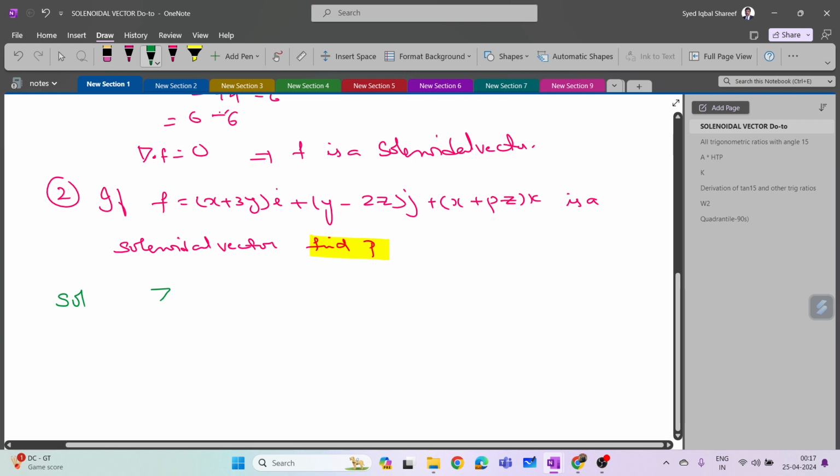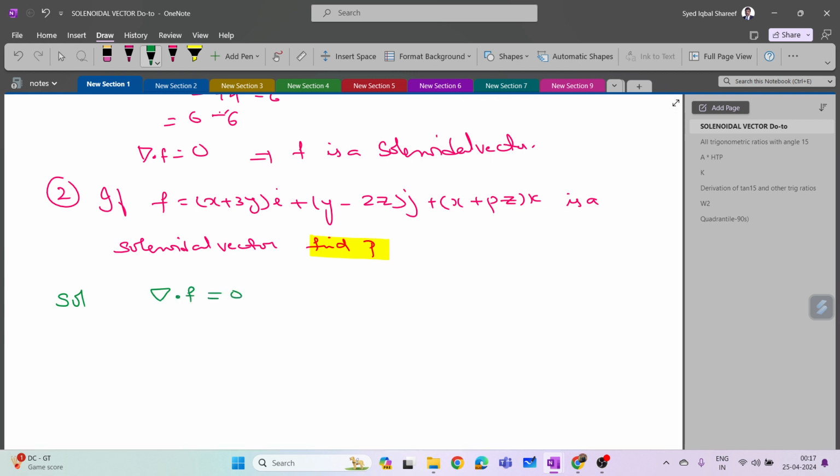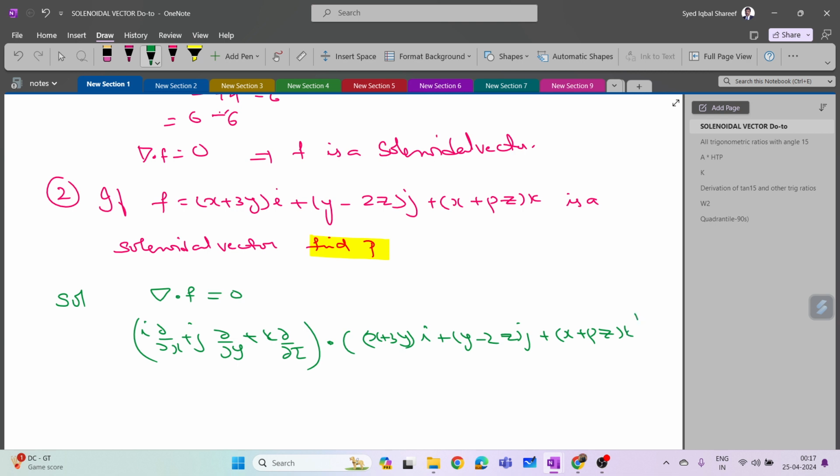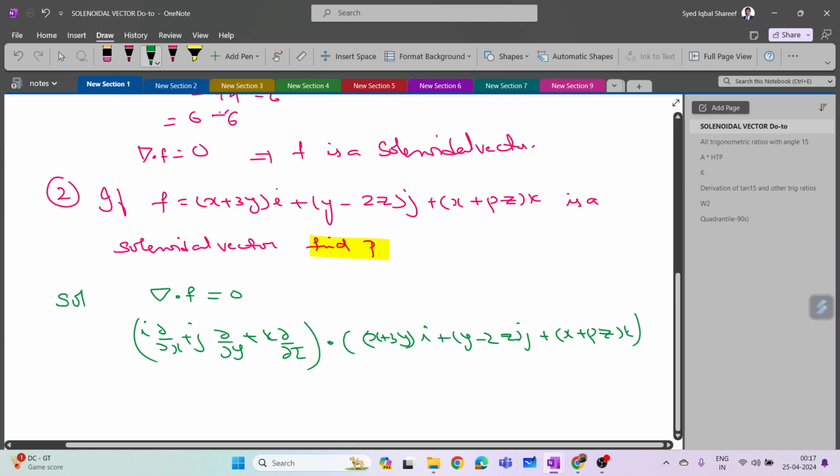So solenoidal vector means del dot F equal to 0, it is given. So this is i dou by dou x, j dou by dou y, k dou by dou z, dot product. What is our F? (x plus 3y) i plus (y minus 2z) j plus (x plus pz) k, equal to 0. Now i dot i is 1, so dou by dou x of (x plus 3y), j dot j is 1. Remember, dot product, i dot i is 1.